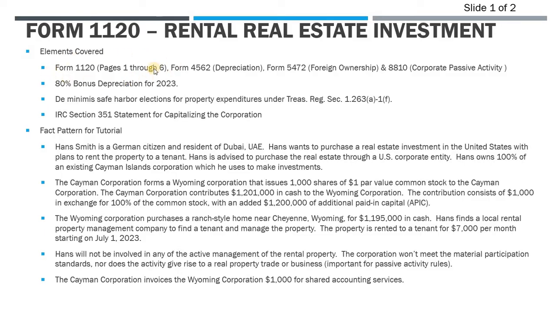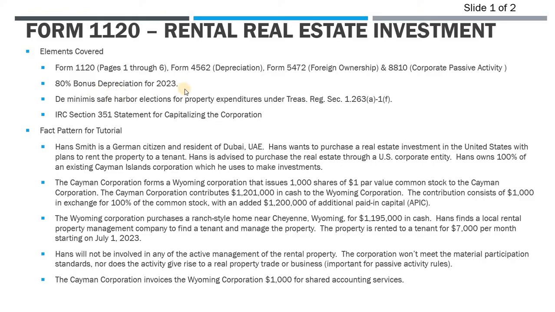We've got the base Form 1120, so that's pages 1 through 6. We're going to need the Form 4562 for the depreciation expense for the year. And then because this is going to be a company with non-U.S. ownership, we are including a Form 5472. And then it is a rental real estate activity, which is per se passive activity, right? There are rules to override that and make it non-passive. But in our example, we're going to leave it as a passive activity, and so we're going to need the Form 8810 to calculate the amount of allowed and unallowed deductions.